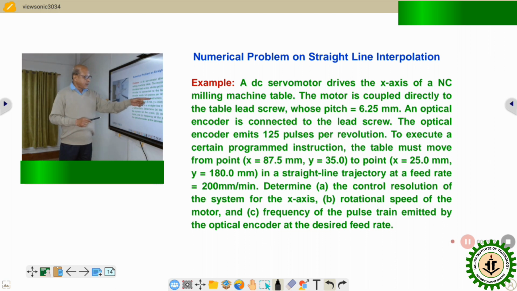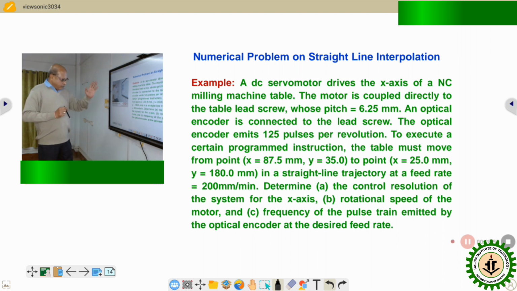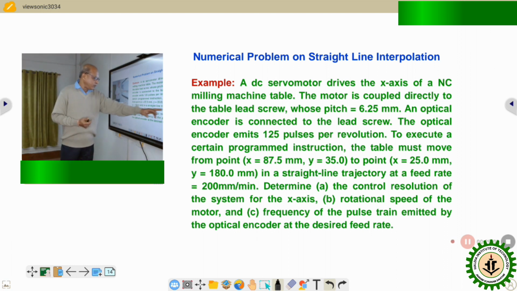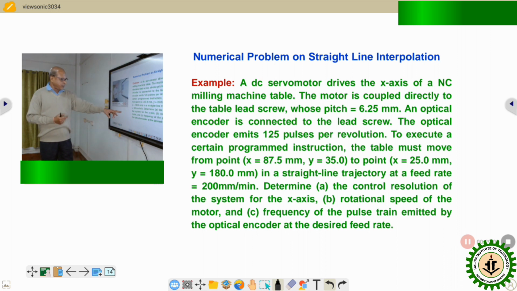To execute a certain program instruction, the table must move from the starting point P1, having X and Y values of 87.5 and 35.0 respectively, to the end point, or your desired target point, X 25 and Y 180 millimeter, in a straight line trajectory at a feed rate of 200 millimeter per minute. This 200 millimeter per minute is the desired feed rate along that particular path. But while calculating, we have to resolve it into two components, Fx and Fy, the way we have discussed. So determine the control resolution of the system for the x-axis, rotational speed of the motor and frequency of the pulse train emitted by the optical encoder for that desired feed rate.